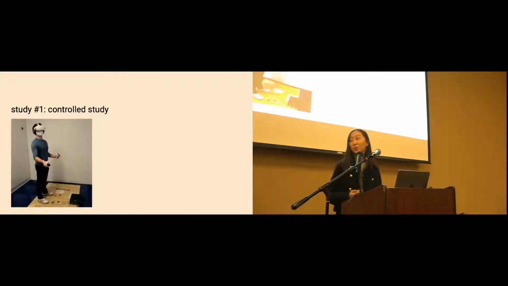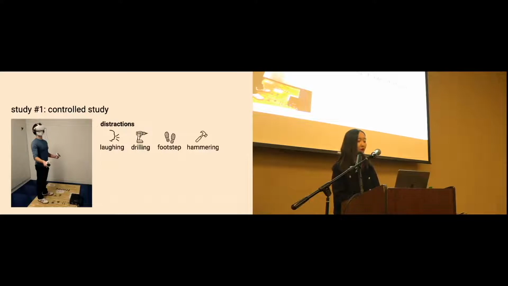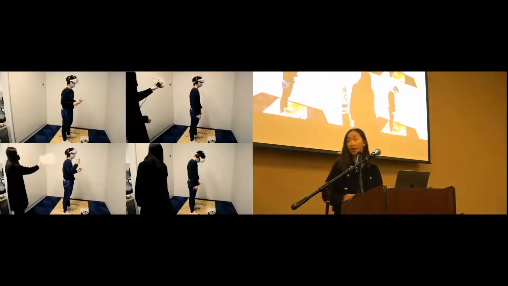We invited participants to the lab and had them play a classic Fruit Ninja game in VR. For the first study, we introduced 9 distractions in total, which include 4 sound stimuli, 4 haptic stimuli, as well as a smell stimulus. Here I'm going to show you some clips from our actual study of how we created those distractions.